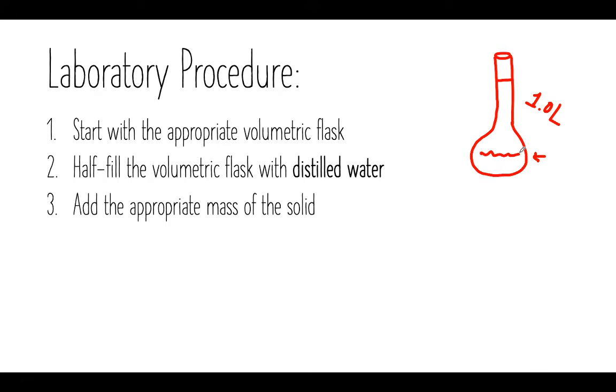After we've done that, we want to add the appropriate mass of the solid. Now, this procedure is written in a very general way, but because we've done the calculation for the sodium hydroxide solution, we've calculated how much mass we need. In our situation here, we're talking about the 60 grams of NaOH. If we were trying to make a different concentration of NaOH, obviously this mass will be different. If we're trying to make a different concentration of calcium hydroxide, for example, again, that mass of that solid will be different. That's where that calculation is very, very important for us to do.